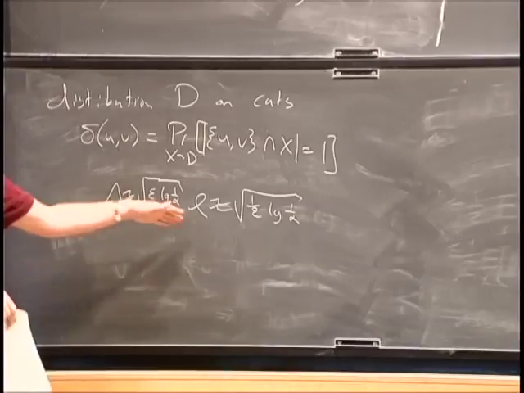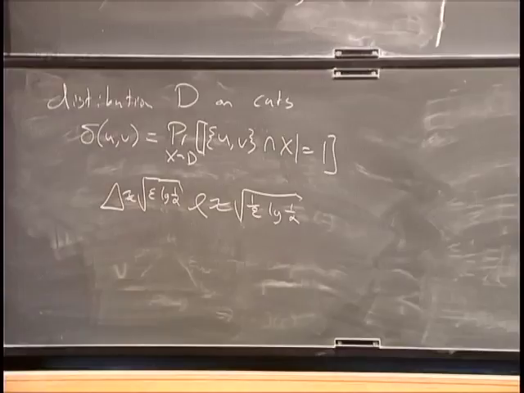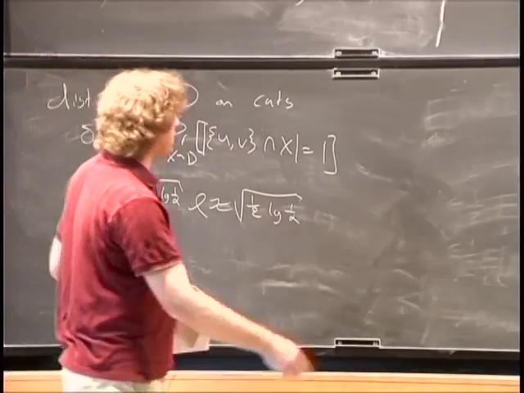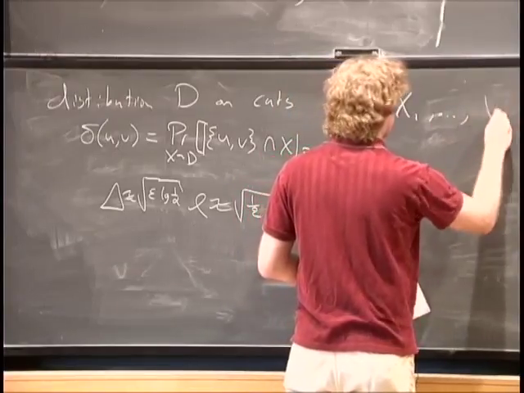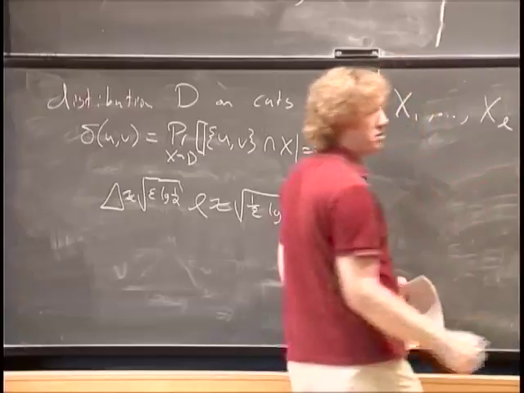L is just another parameter. It's the same L as above there. So what we do is we independently choose x1 through xl from our distribution D.